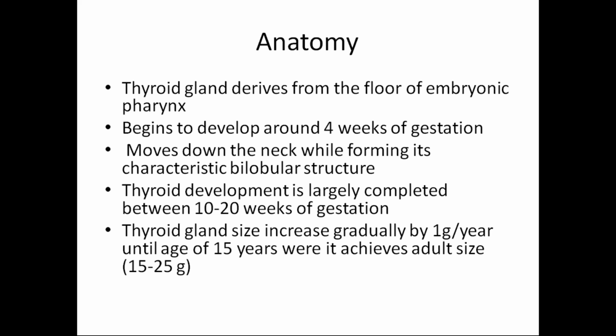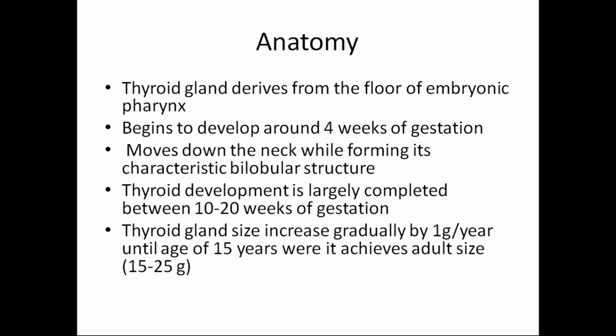So that says that the development gets completed by as early as 10 weeks, because thyroxine hormone in the fetus is like a growth hormone, and it will aid the fetus to grow, both in maturation and development. Both in functional and also in growth of the body. So that is important, so it comes early in the gestational age. Thyroid gland size increases gradually by 1 gram per year, and it grows till 15 years of age after birth, and the adult size is around 15 to 25 grams.